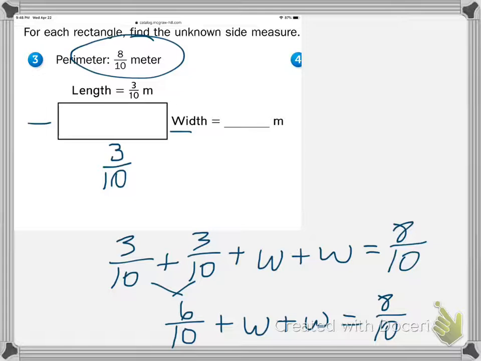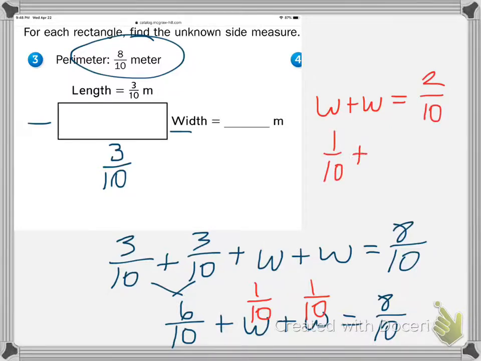If you think about it, we're saying what plus 6/10 gives you 8/10. And you might be able to see, if I know that 6 is 2 less than 8, then I know that I just need 1/10 more on each one, so that the width would be 1/10, right? Because if you take the 6/10 away from the 8/10, that means you're asking what plus what is 2/10. And you know that that is 1/10.